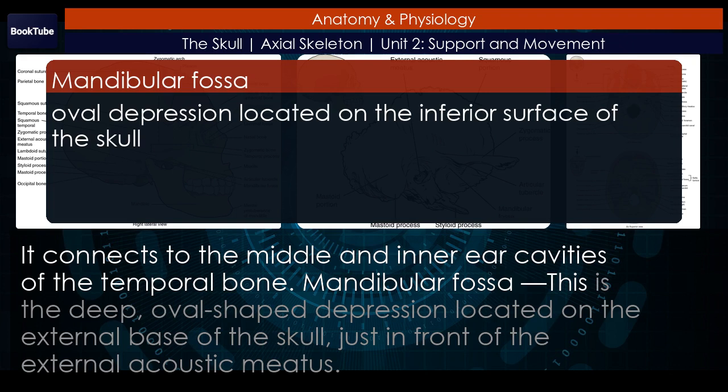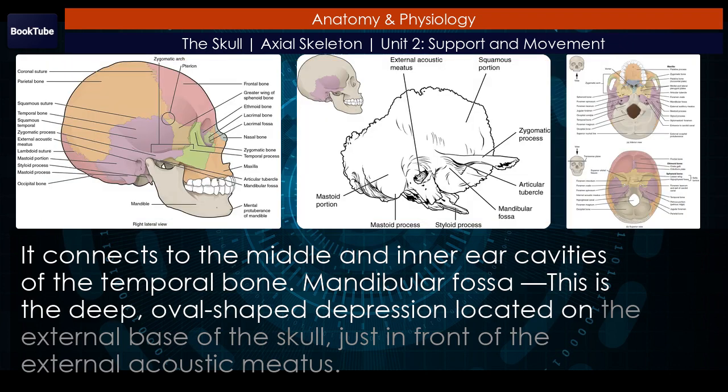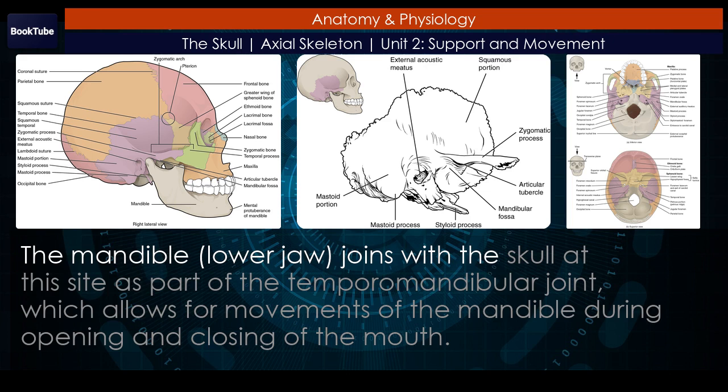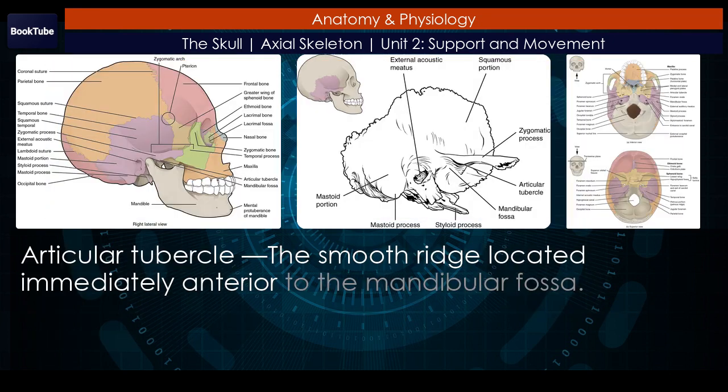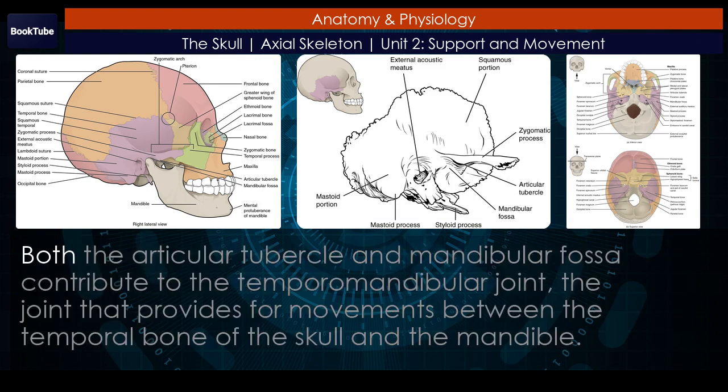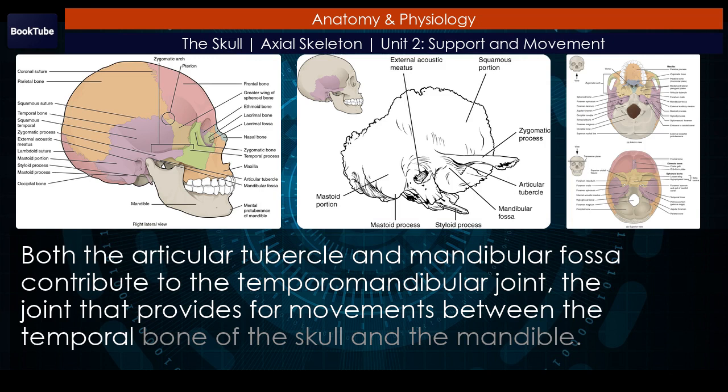Mandibular fossa. This is the deep, oval-shaped depression located on the external base of the skull, just in front of the external acoustic meatus. The mandible, lower jaw, joins with the skull at this site as part of the temporomandibular joint, which allows for movements of the mandible during opening and closing of the mouth. Articular tubercle, the smooth ridge located immediately anterior to the mandibular fossa. Both the articular tubercle and mandibular fossa contribute to the temporomandibular joint, the joint that provides for movements between the temporal bone of the skull and the mandible.